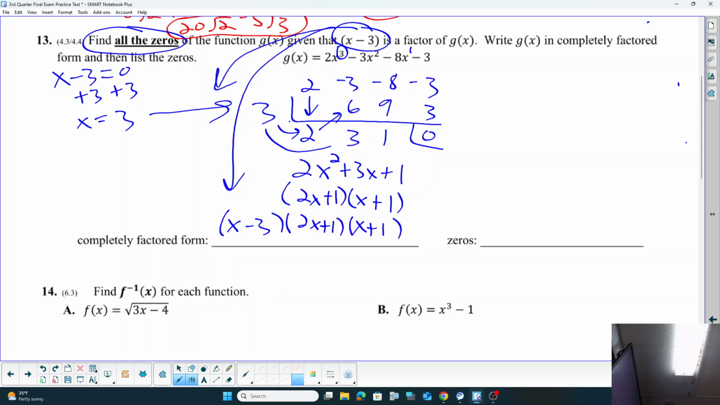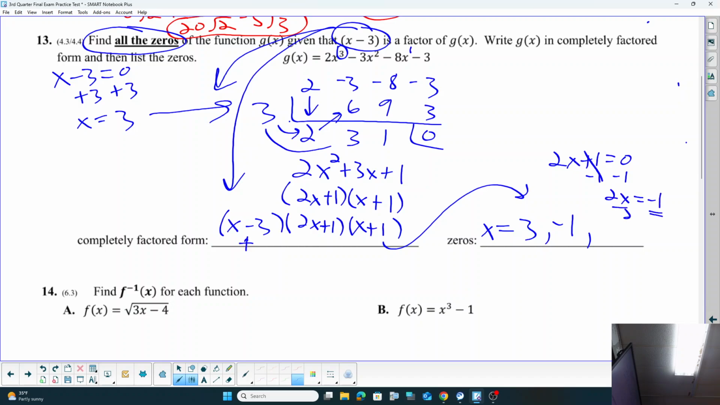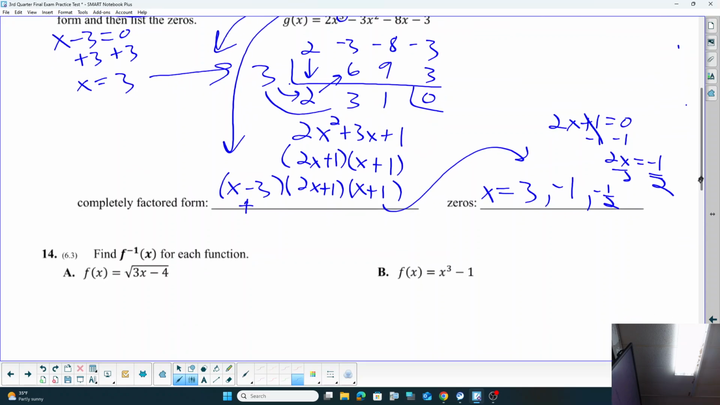Good. And then what are our zeros? Well, our zeros are opposite sign. So that's going to be a plus. We get positive 3. We get negative 1. And then 2x plus 1, you have to set equal to 0, and minus 1 to the other side. And then you divide by 2. So negative 1/2. Nice.